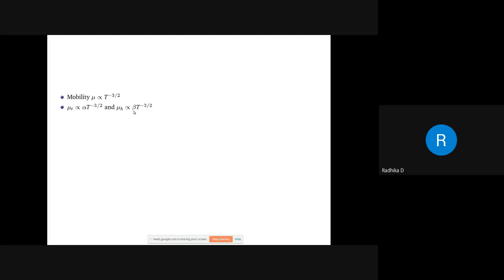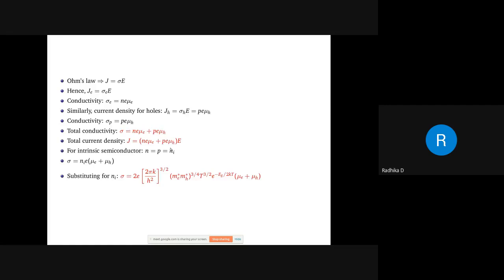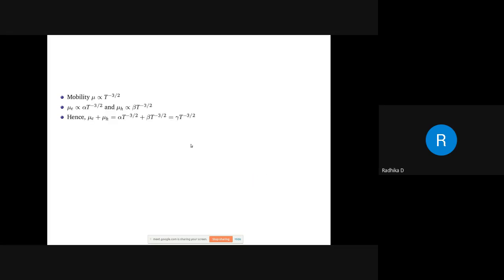If I have mu E and mu H, I've got it like this, right? Alpha T to the power of minus 3 by 2, beta T to the power of minus 3 by 2. In the previous expression, I have a mu E plus mu H, so I can just add next and get mu E plus mu H. That will be alpha T to the power of minus 3 by 2 plus beta T to the power of minus 3 by 2.